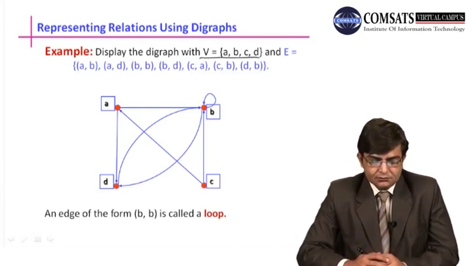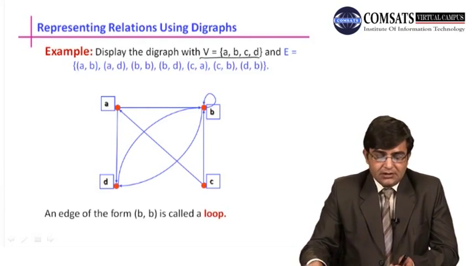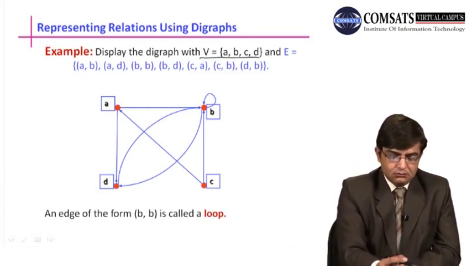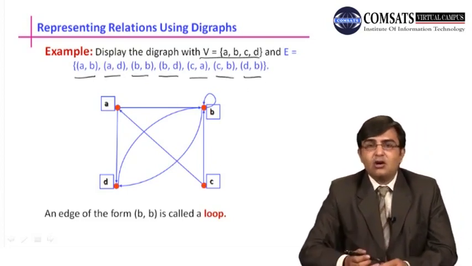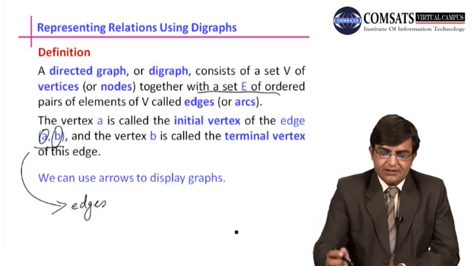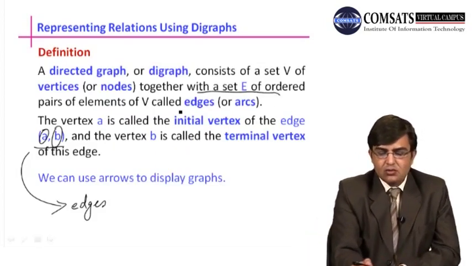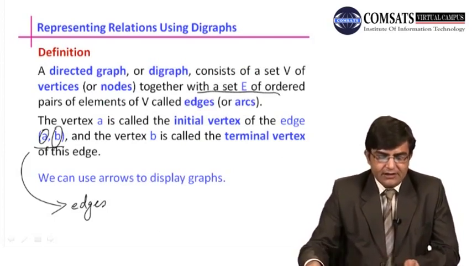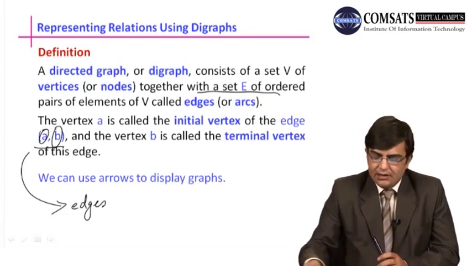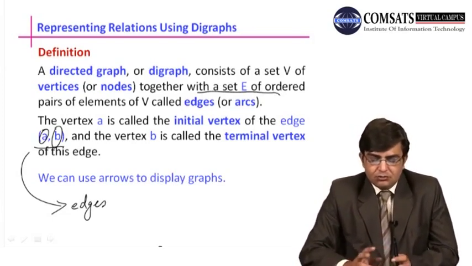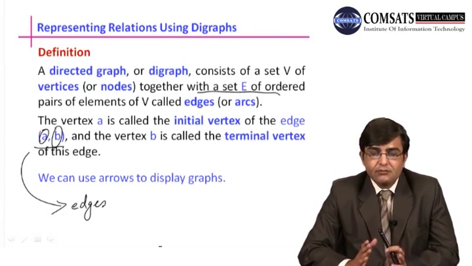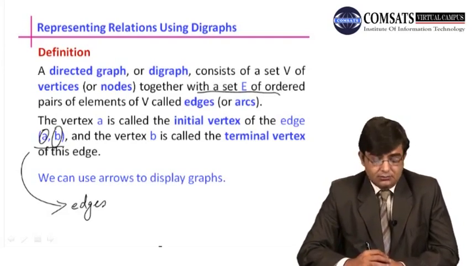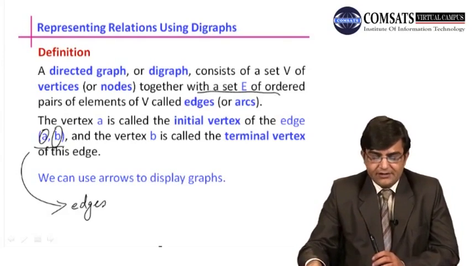So now here there are edges. The AB ordered pair is an edge. This is also an edge, and these are all edges, because the set E of ordered pairs of elements of V are called edges, or we say them arcs. And we have an initial vertex and a terminal or final vertex, and we display the relation. We show the relation between two elements A and B by drawing arrows between these two vertices.